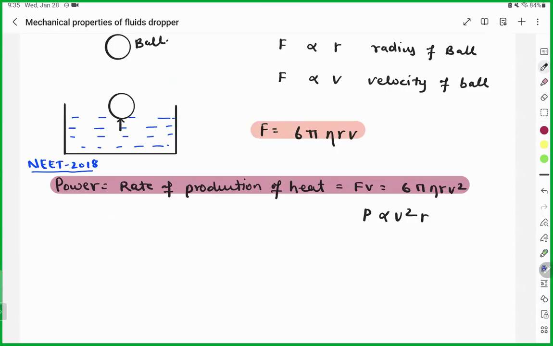You will see your terminal velocity directly depends upon r square. We will discuss this. Your terminal velocity directly depends upon r square. So v square will directly depend upon r to the power 4. What will be the power value? r to the power 4 because of the velocity square, multiplied by r. Can you say your power will directly depend upon r raised to power 5?